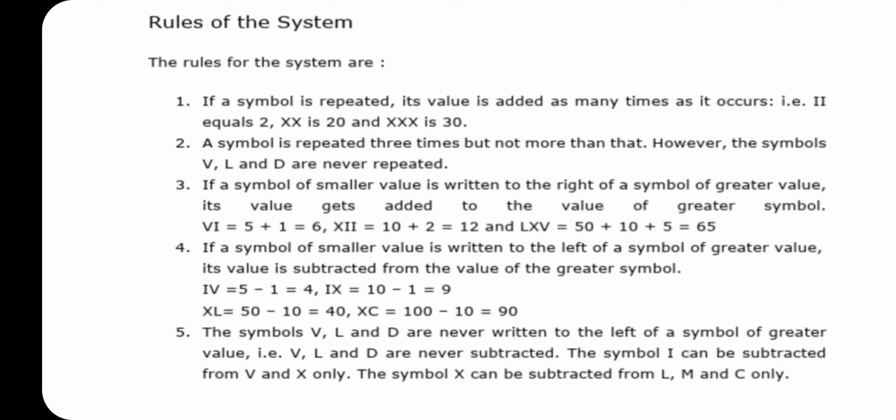Fifth rule, the symbols V, L and D are never written to the left of a symbol of greater value. That is, V, L and D are never subtracted. The symbol I can be subtracted from V and X only. The symbol X can be subtracted from L, M and C only.